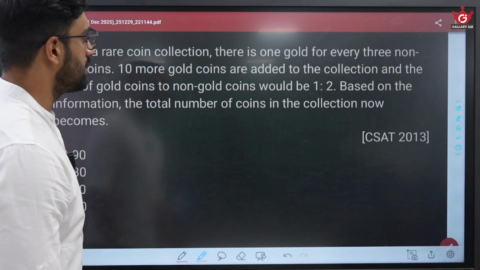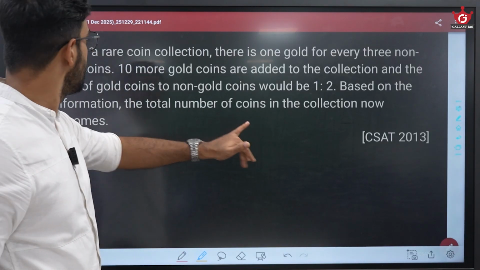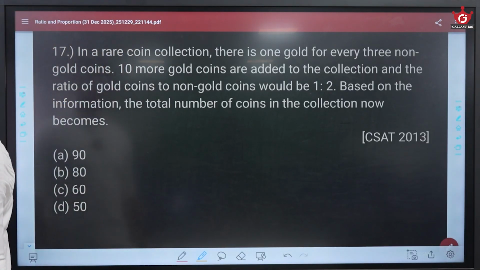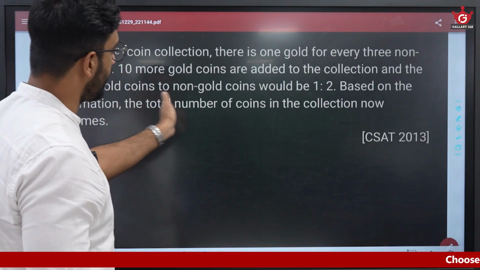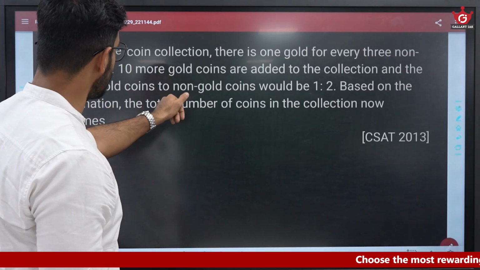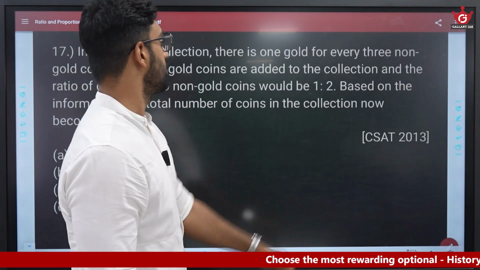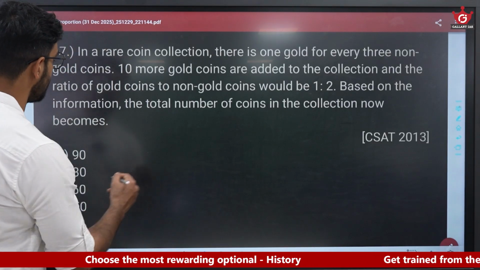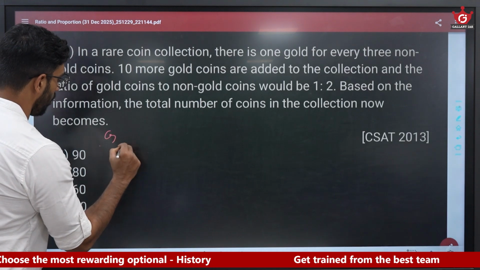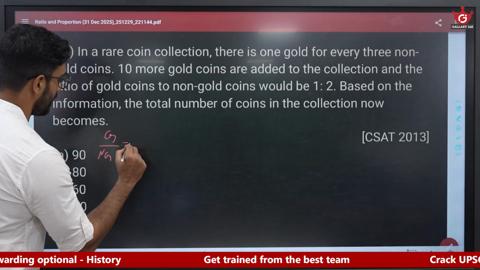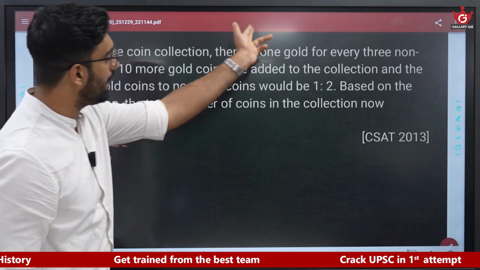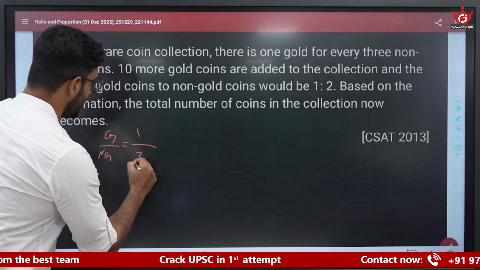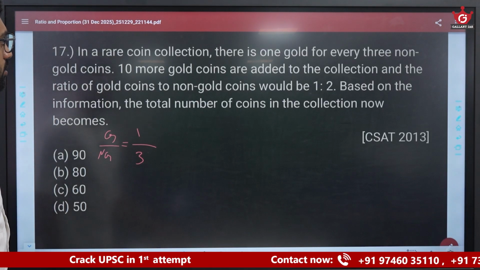So this is another question, asked in CSAT 2013. In a rare coin collection, there is 1 gold coin for every 3 non-gold coins. 10 more gold coins are added to the collection, and the ratio of gold coins to non-gold coins would be 1:2. Based on the information, the total number of coins in the collection now becomes what? So initially, the ratio of gold to non-gold: there is 1 gold for every 3 non-gold coins.